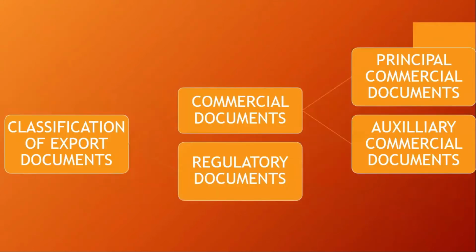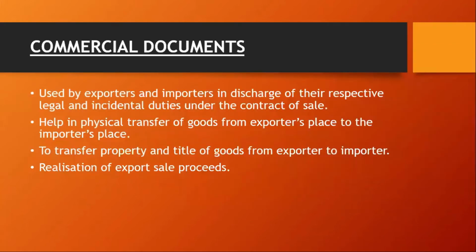Coming on to the export documents, we can classify our export documents into two categories: commercial documents and regulatory documents. Commercial documents can further be classified into principal commercial documents and auxiliary commercial documents. We'll be dealing in detail with the meanings of these documents and the major categories of these documents. First one, we have commercial documents.